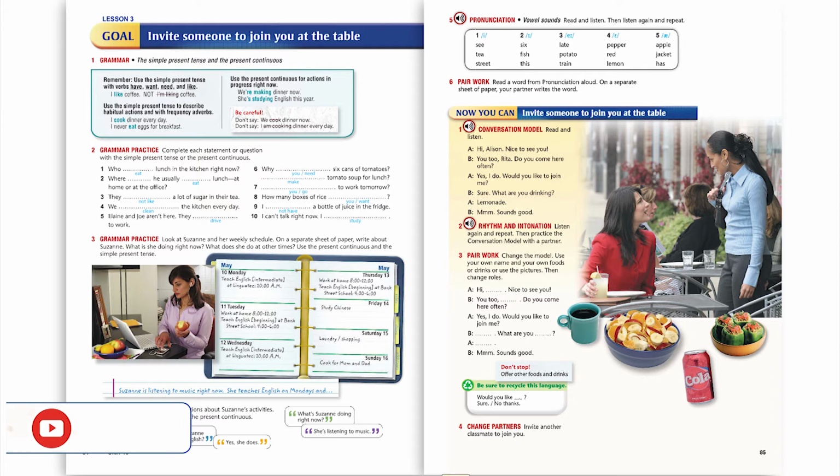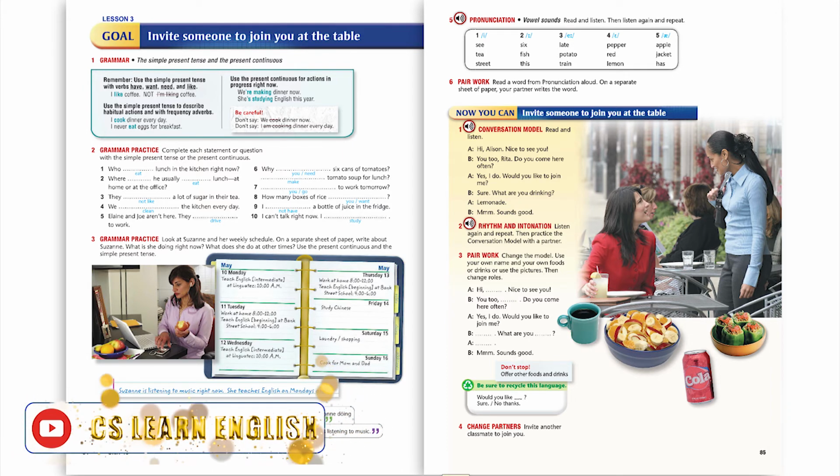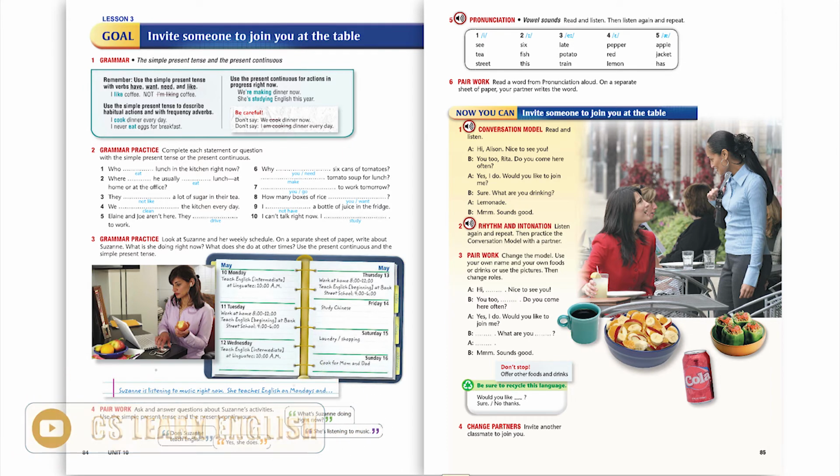Page 85. Exercise 2. Rhythm and intonation. Listen again and repeat. Then practice the conversation model with a partner.